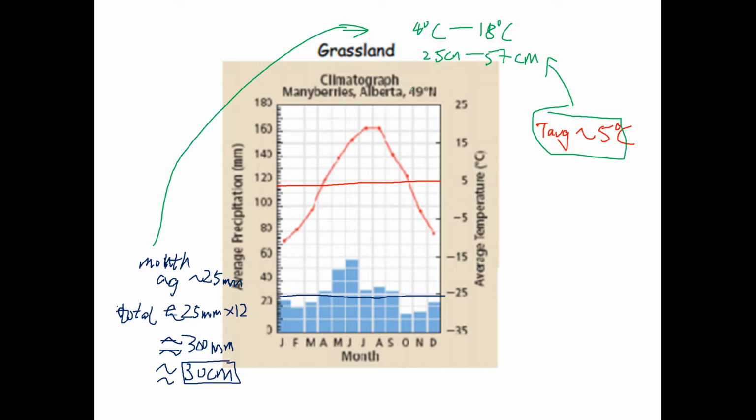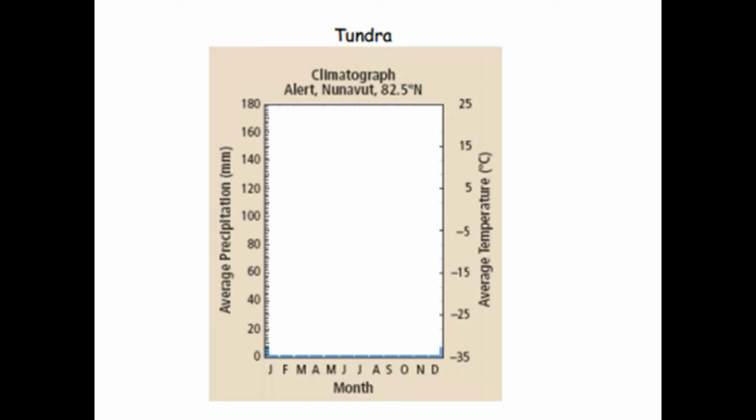You might need a little bit of thinking for this one. Here is a tundra. It's in Alert, Nunavut. What do you think the climatograph for this one will look like with the chart? It doesn't have to be accurate. You don't have any actual data, of course, but just take a guess. What do you think the climatograph for this one will look like? Take a sketch.